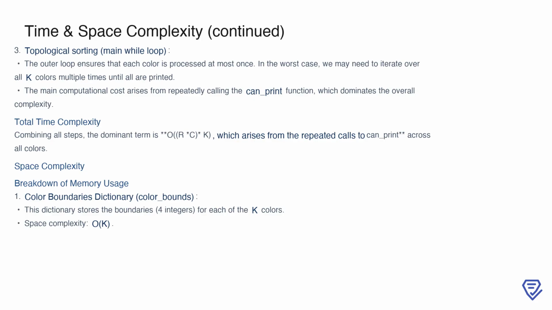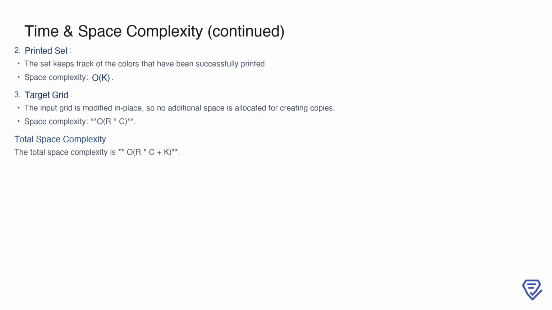Moving on to space complexity, we start with the memory usage for the color boundaries dictionary. This dictionary stores the boundaries for each of the K colors, with 4 integers per color, resulting in a space complexity of O(K). Another important component of the space complexity is the printed set, which keeps track of the colors that have already been successfully printed. Since this set grows as we process each of the K colors, its space complexity is O(K).